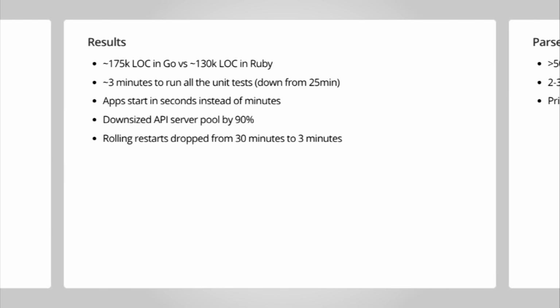So what are our observations or results of the rewrite? We converted a 130,000 line Ruby code base to a 175,000 line Go code base. It takes us around 3 minutes to run all the unit tests. It's down from 25 minutes in Ruby. All our unit tests are parallel. Our apps start in a few seconds instead of in minutes. We downsized our API server pool by 90%, and our rolling restart time dropped to 3 minutes.